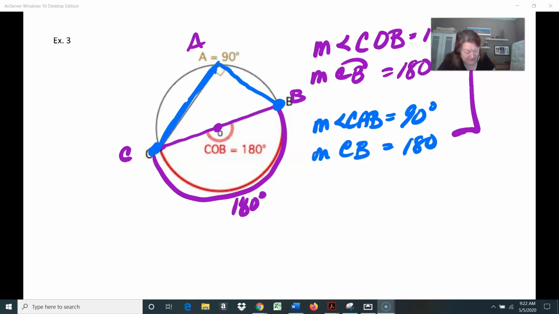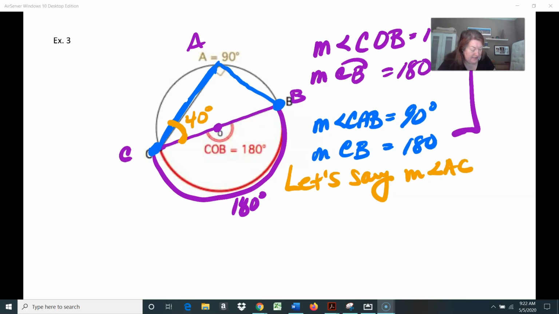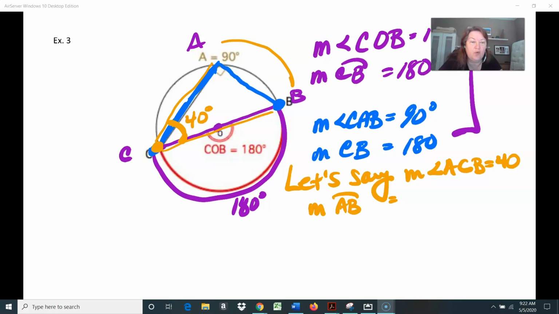Let's say that I found out that this angle right here is 40 degrees. So let's say that the measure of angle ACB is equal to 40 degrees. What could you tell me about its arc? Because remember, now it has a vertex that's on the circle, right? And if I follow its ray, it's going to go out to here. So I have just found this arc measurement. So the measurement of arc AB is going to be how much? Is it going to be 40, 20, or 80?